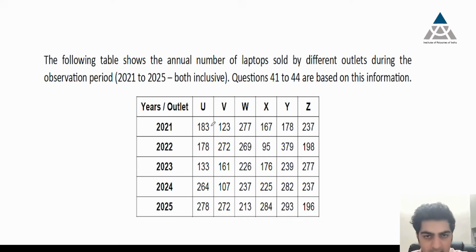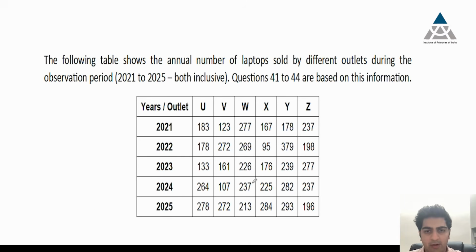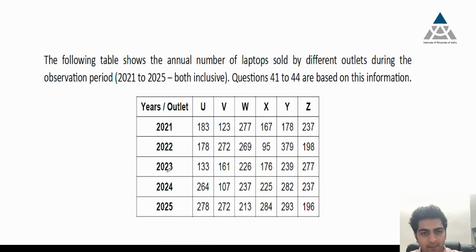So 2021, you can see the third and fourth highest values. So this is 1, then 2. So 3 would be 178, fourth would be 183. So I'll just write those over here, 178 plus 183 upon 2. Same with 2022, you can just find out 95, 178, then you have 269, then you have 198 and 269, correct? So 198, 269. So I'll just write here 198 plus 269. I'll do divided by 2 later.